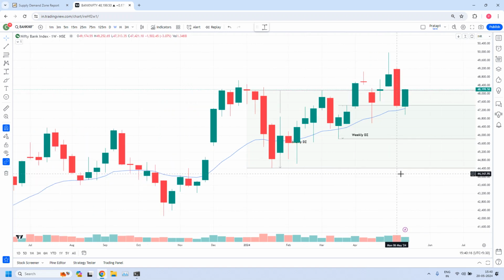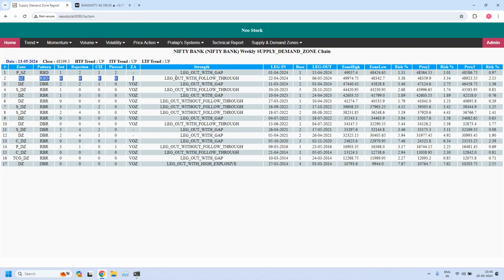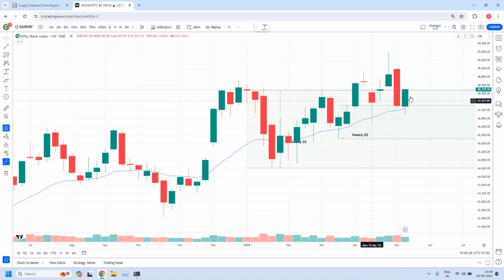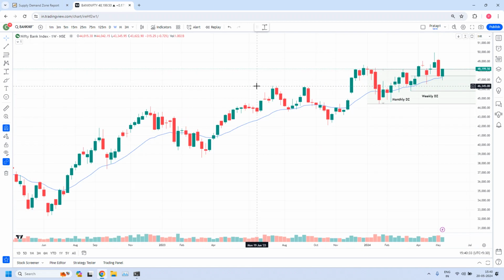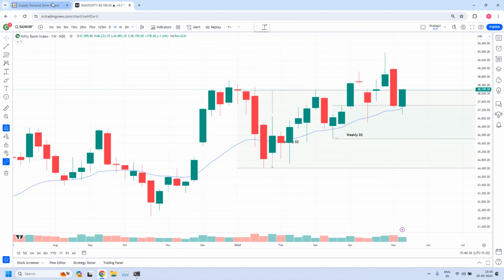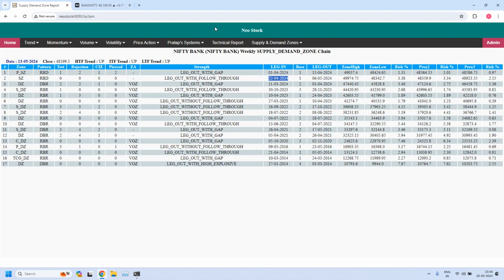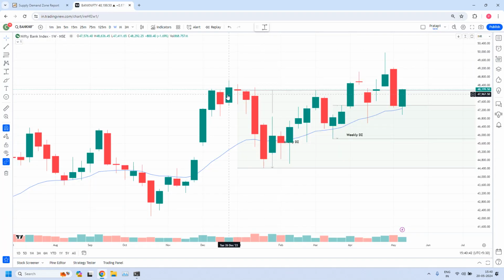Now weekly supply zone. We have a weekly supply zone on 22/4/2024, one base candle. Sorry, 22/4. So this is the 22/4. See here, there is a hidden body.